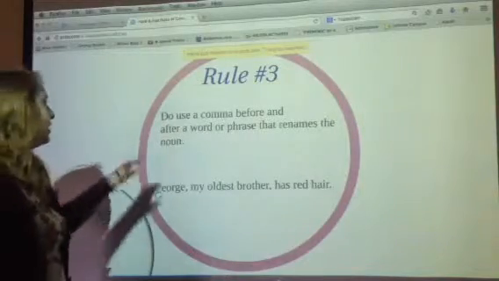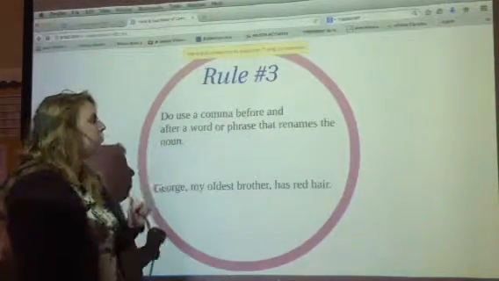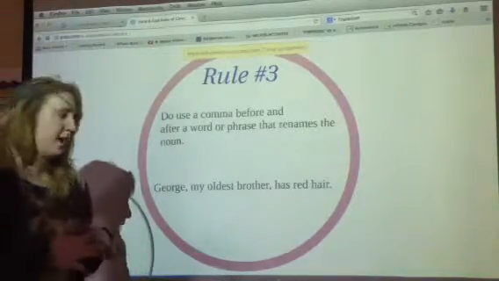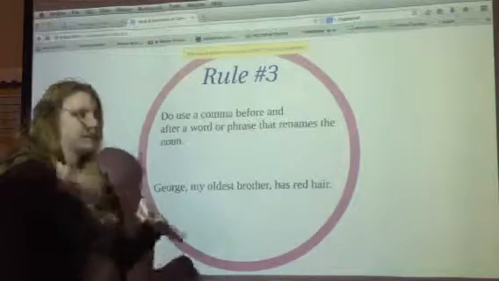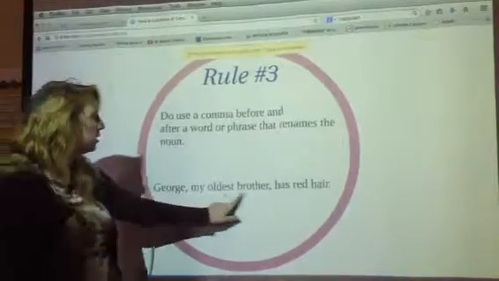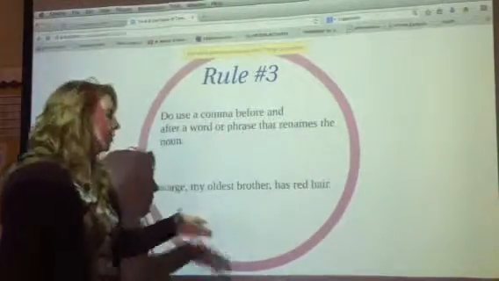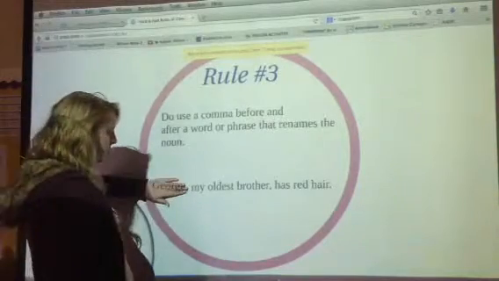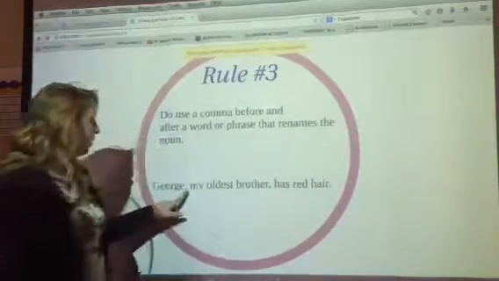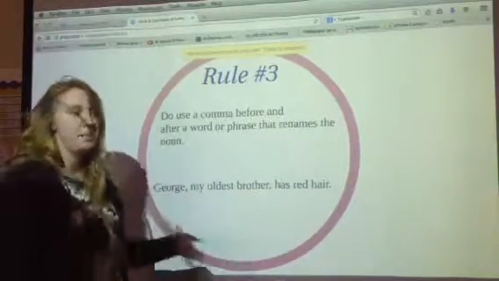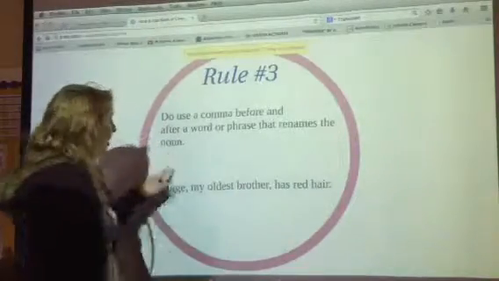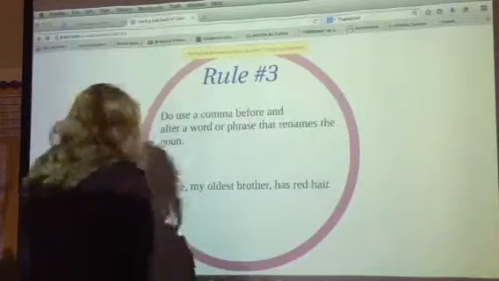Alright, rule number 3. Do you use a comma before and after a word or phrase that renames a noun, okay? So what it's talking about renaming the noun is just a fancy wording for, it's giving more information about that noun, okay? So it's saying George, which is our noun, my oldest brother, has red hair. The reason we call it renaming is because we could take George out and it would still make sense. It would be my oldest brother has red hair, okay? So we want to offset that with the commas because actually if we took it out it would still make sense either way. Alright, so if it's renaming that noun, you offset it with those commas.